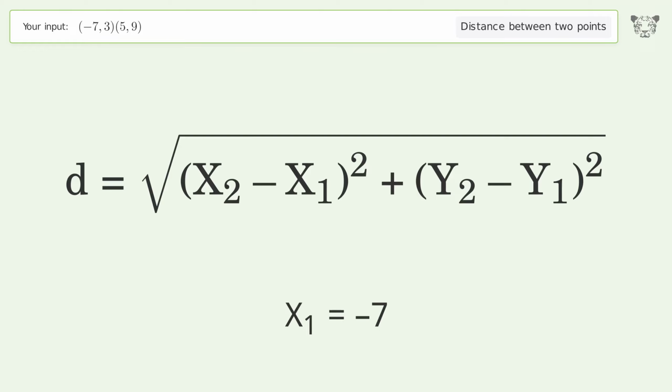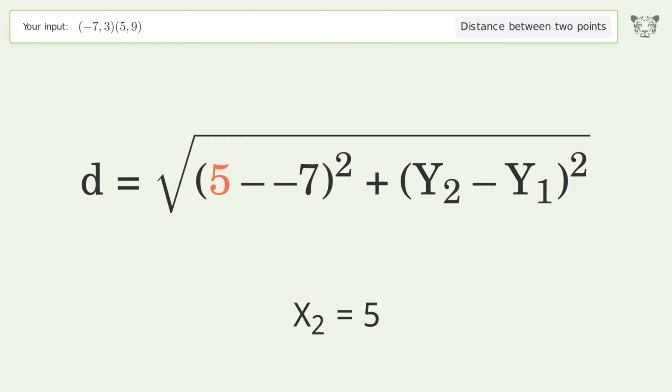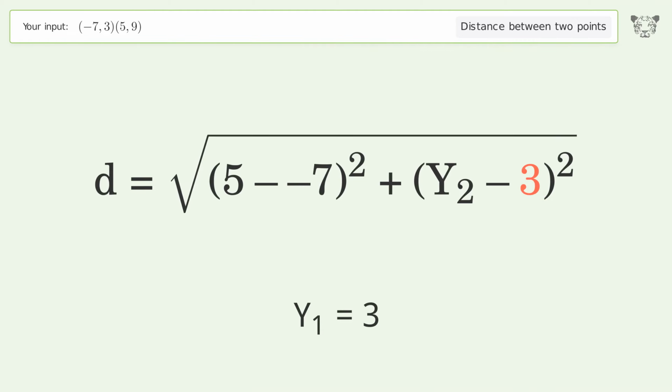x1 equals -7. x2 equals 5. y1 equals 3. y2 equals 9.